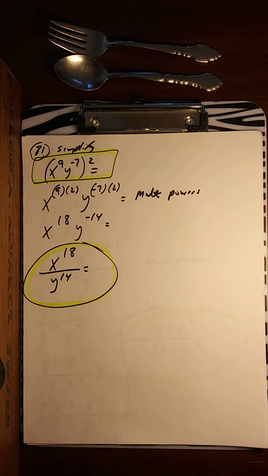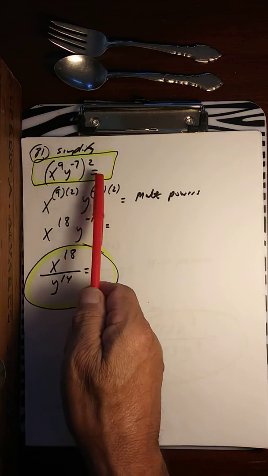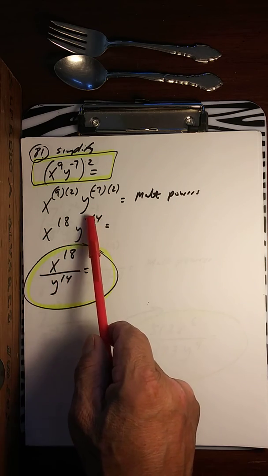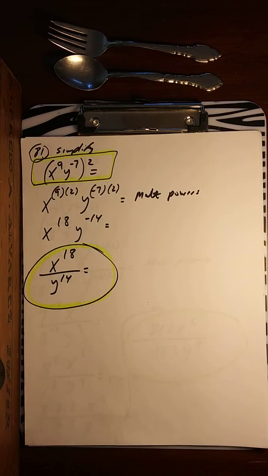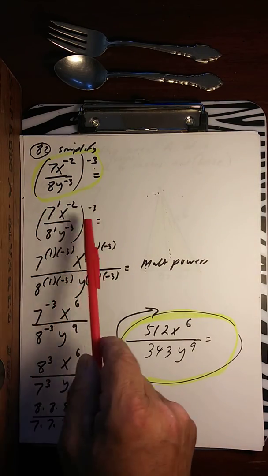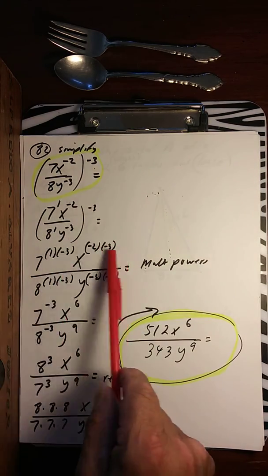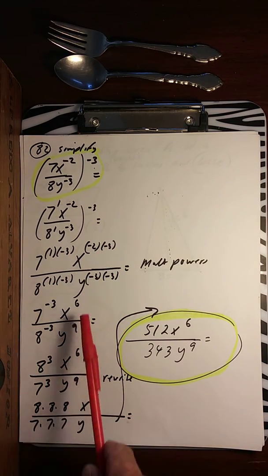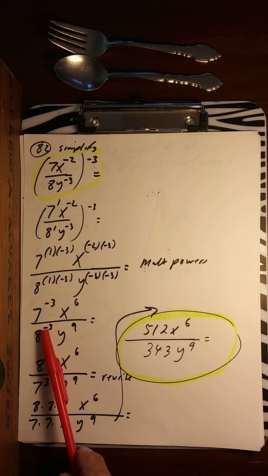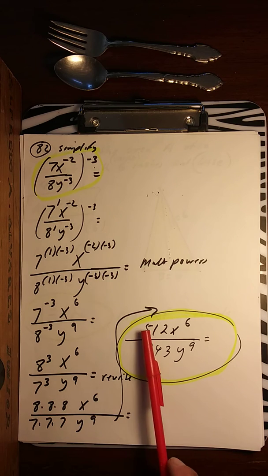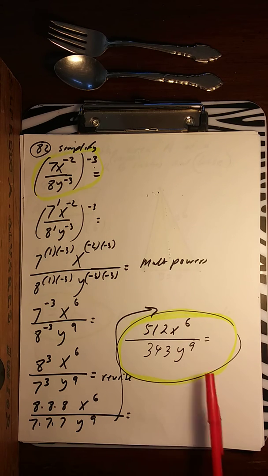This one. Multiply the powers on top. So 2 times that, it's going to be 18, negative 14. Rewrite it as positive 14 on the bottom. Multiply the powers. Put a 1 power, multiply everything by negative 3. So that's going to be negative 3, that's going to be 6, that one's going to be 9, that one's going to be negative 3. So rewrite these negative powers as positive powers. 8 cubed is 512, 7 cubed is 343, so 512 x^6 over 343 y^9.